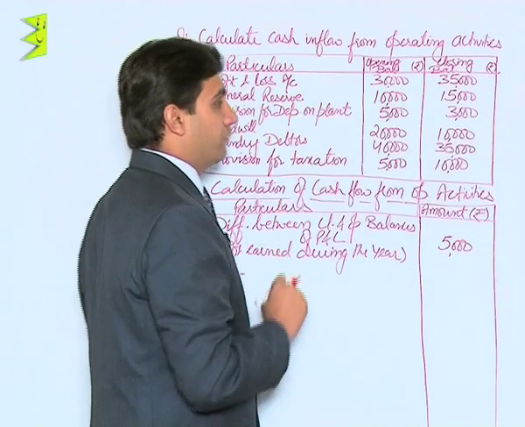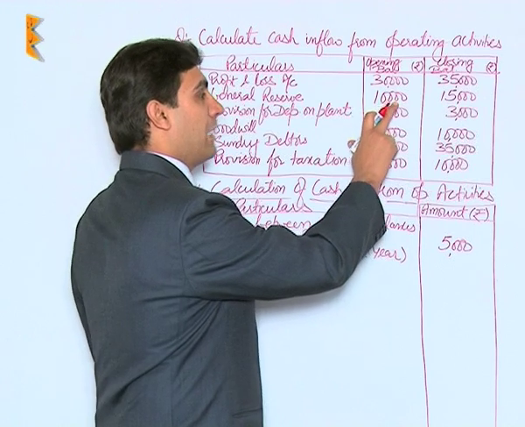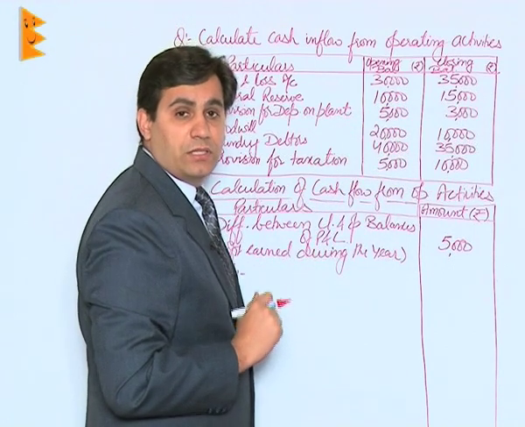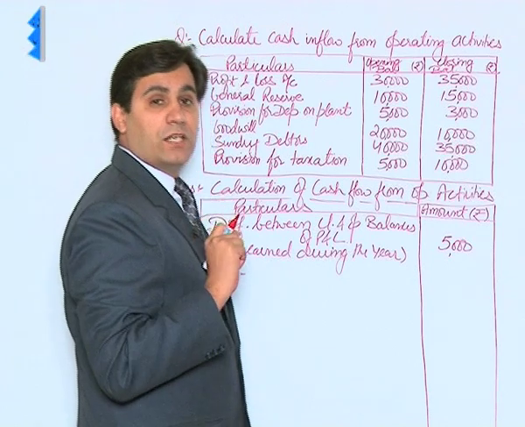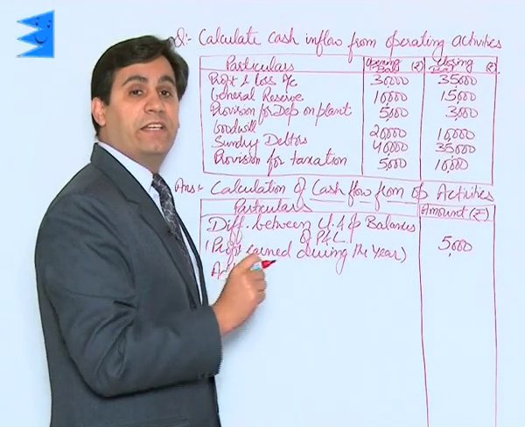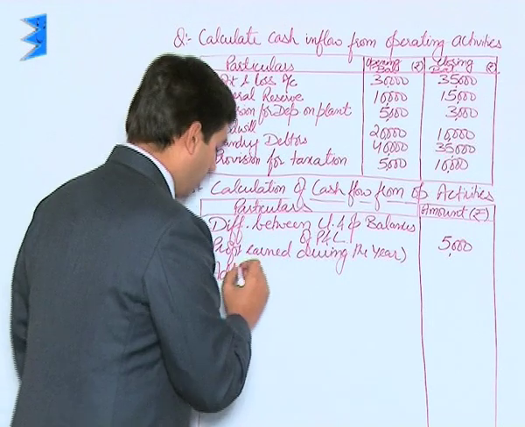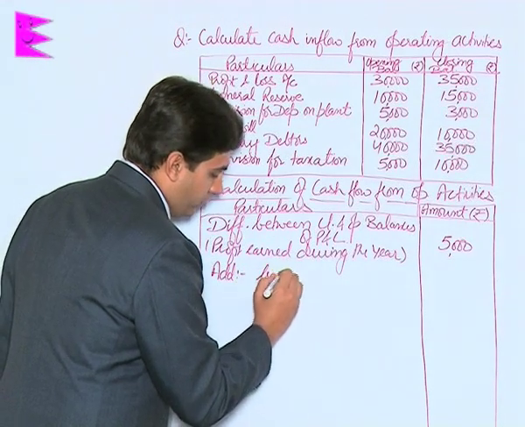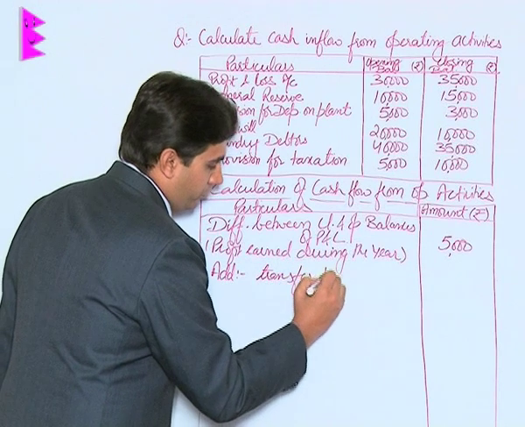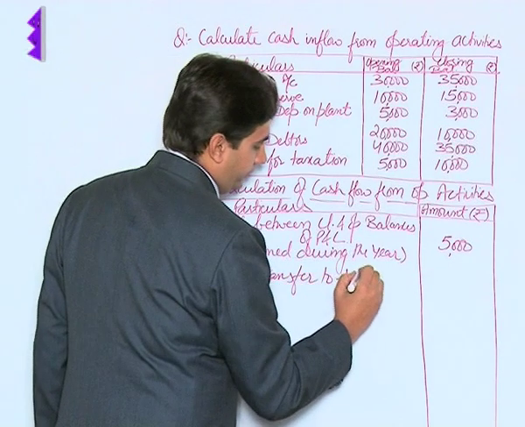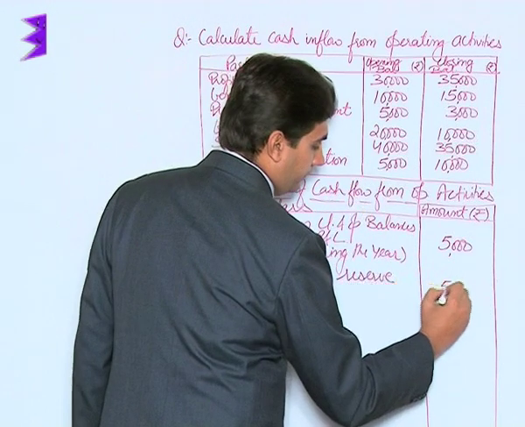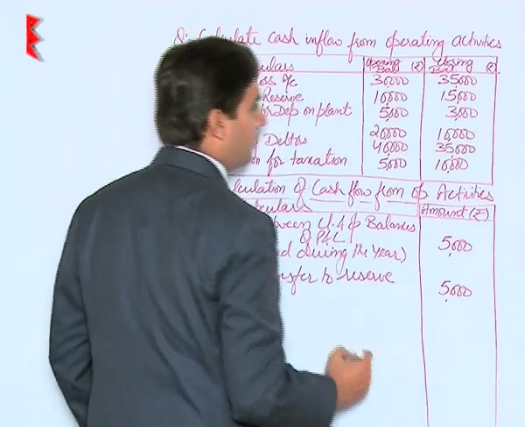General reserve. The opening balance of general reserve was 10,000 and the closing balance is 15,000. That means 5,000 reserve has been created during this year. So add transfer to reserve, which is 5,000.